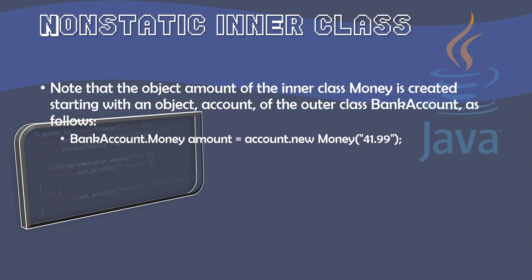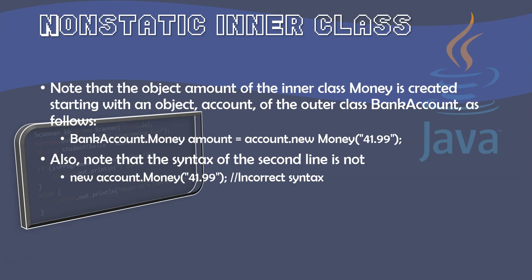Now, you'll take note that the object amount of the inner class Money is created starting with the object account of the outer class BankAccount, as follows. BankAccount.Money amount = account.new Money("$41.99"). You'll also note that the syntax of the second line is not new account.Money("$41.99"). This is an incorrect syntax.